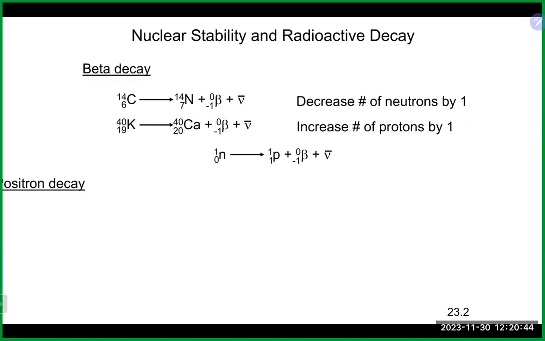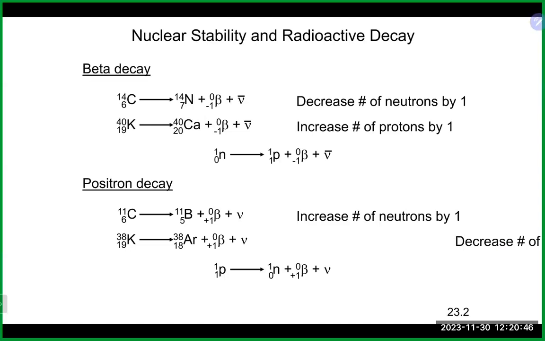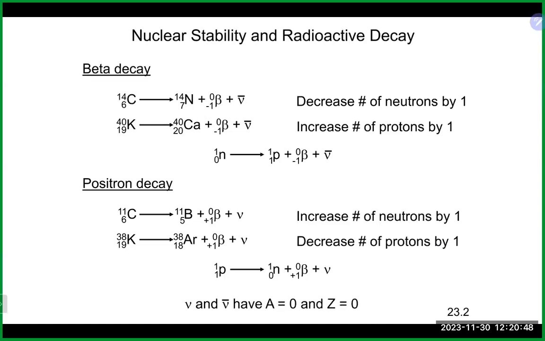So let's take a closer look at what's happening in each of these processes, and we'll talk a little bit about what's going on here. So when we have a beta decay, here are a couple of examples. We get a decrease in neutrons by 1 and an increase in protons by 1. We're not going to worry about the neutrino here, which has no mass or anything like that. So you don't have to worry about putting those into equations.